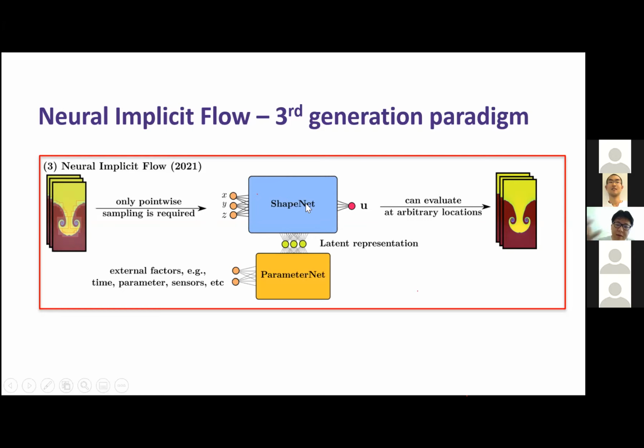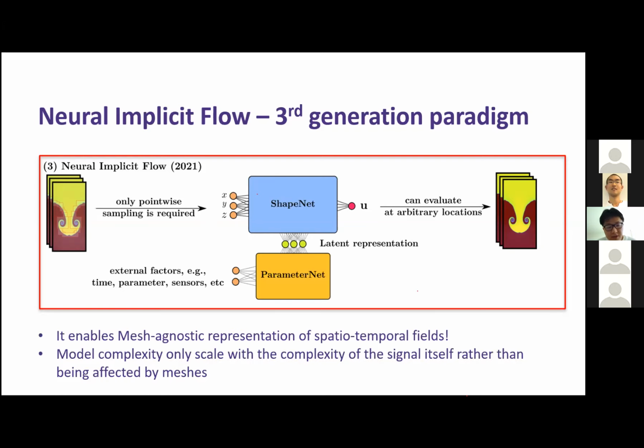If you think about this in a neural network sense, then you'll figure out why I introduced this shape net right here. Okay, so the take-home message here is that it enables mesh-agnostic representation of spatial temporal fields. Another thing to notice is that the model complexity only scales with the complexity of the signal itself, rather than being affected by all those meshes.